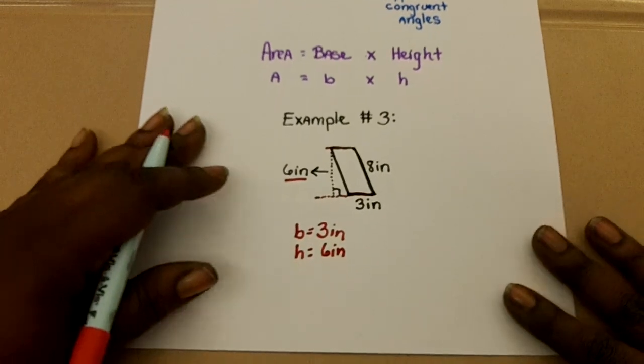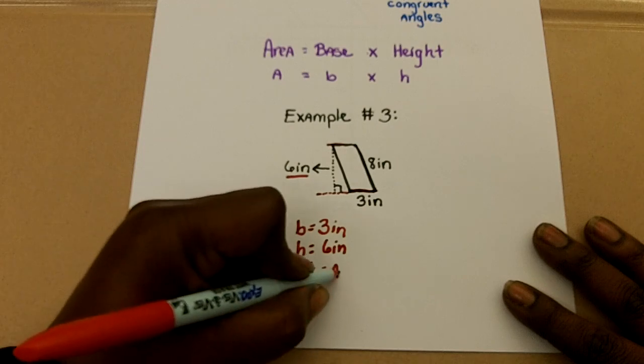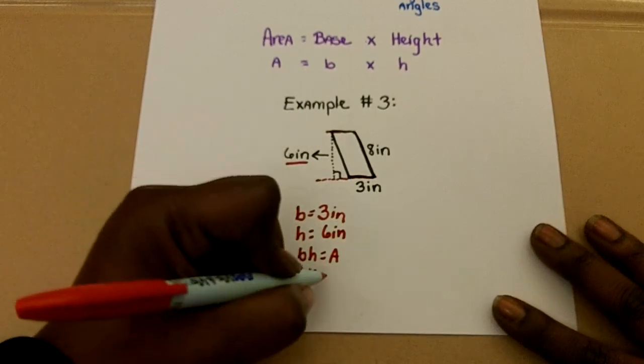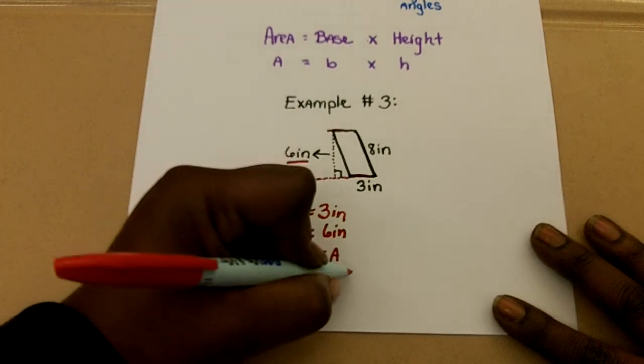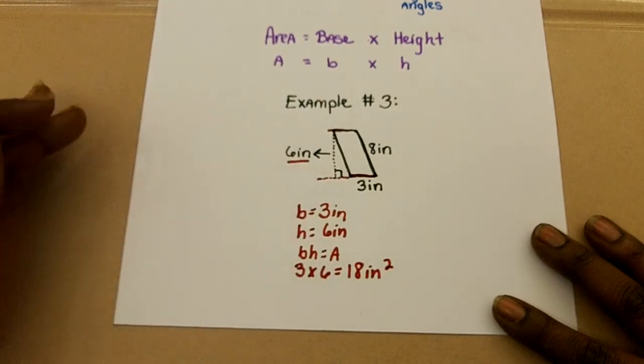And we're going to use those measurements in the formula, base times height, to get the area. The base was 3 inches. The height is 6 inches. Therefore, it's safe to say the area is 18 inches, again, squared.